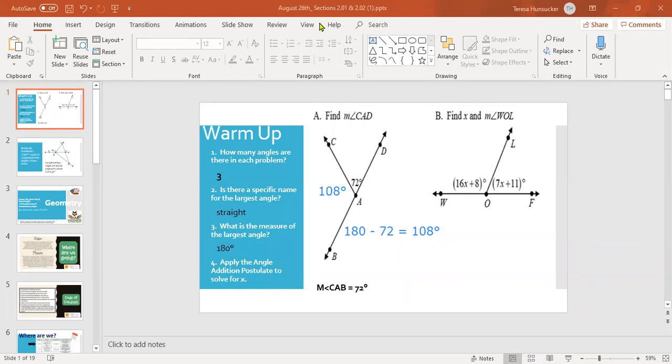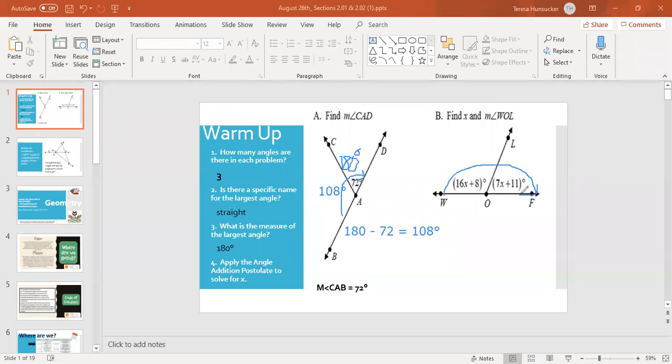All right, give me 1 minute. All right, so these 2 angles here sum to 180 degrees. And that's why we can subtract 72 from 180, okay? Same thing here, these 2 angles.